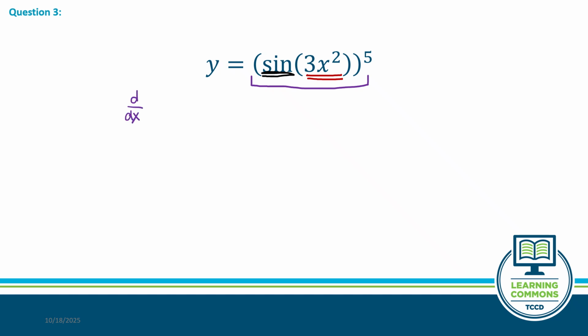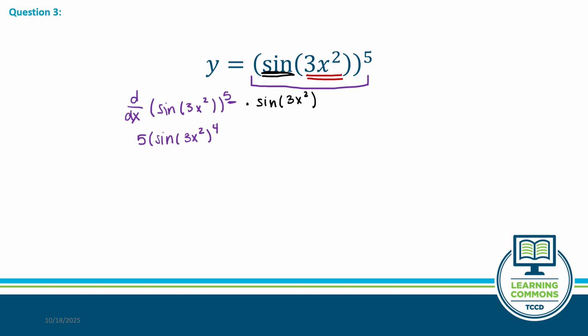d/dx of sine 3x squared to the 5th. I'm simply focused on this power. I'm not worried about anything else. It's just going to follow me down. Okay, so that's 5 sine 3x squared to the 4th. And now I'm done. I'm not going to touch it anymore. I'm not worried about the 5, the 4th, anything. That's it.